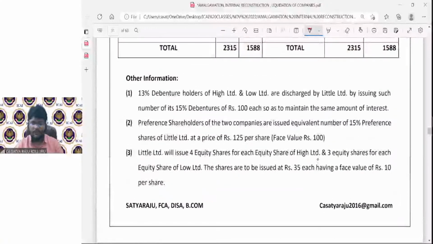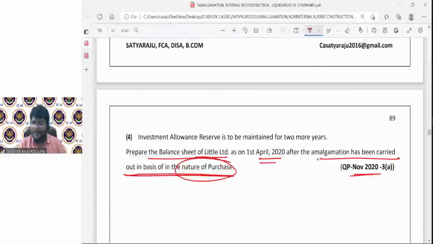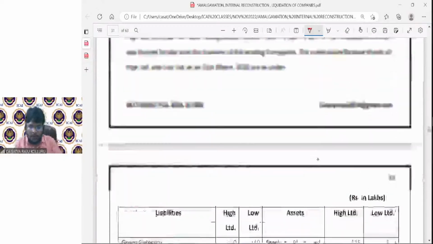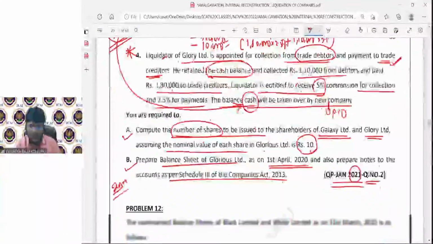Come down. First, let me read the requirement. I'm too excited to know the requirement. First of all, prepare the balance sheet of Little Limited as on 1st April 2020, after the amalgamation has been carried out on the basis of amalgamation in the nature of purchase. This is also one of the exam problems. They clearly mentioned which method of accounting treatment you need to adopt in the purchasing company's books: the purchase method. Sir, the above problem, what was that? The problem we just completed now, this is problem number 11.